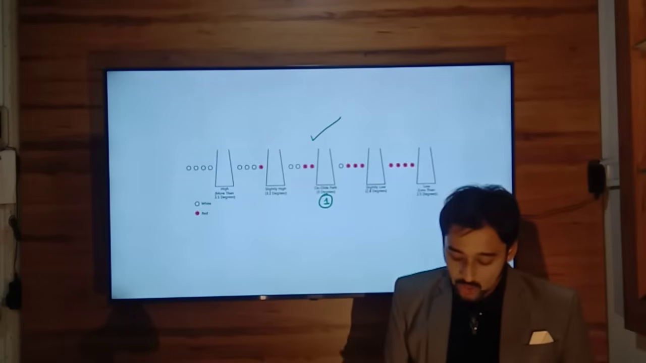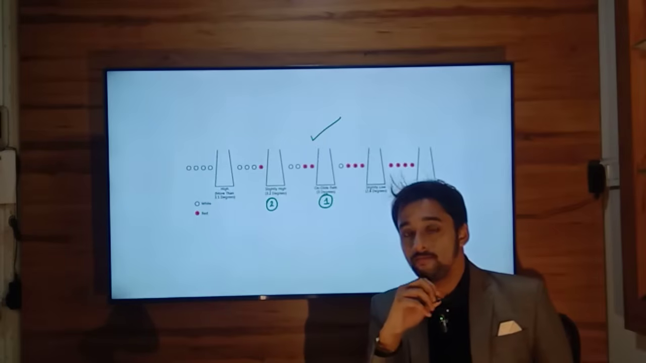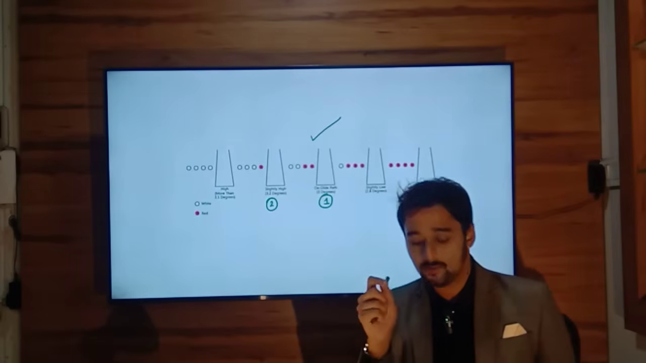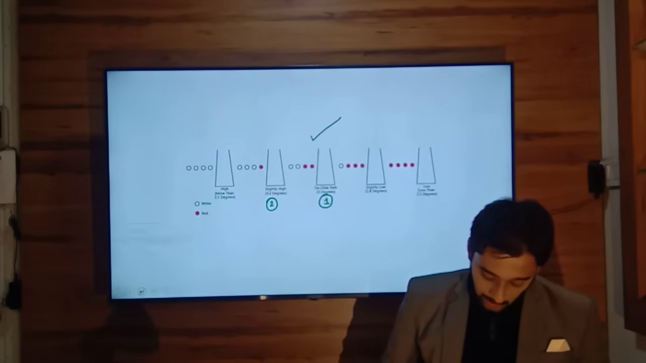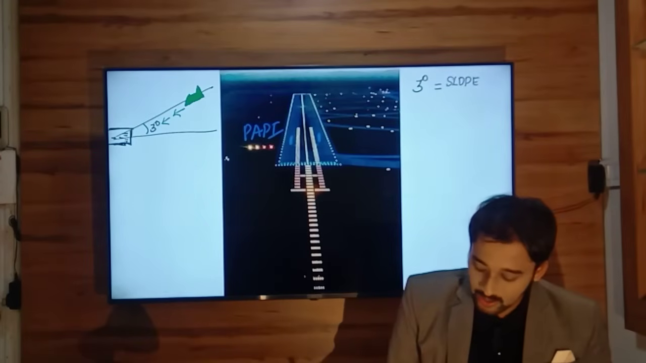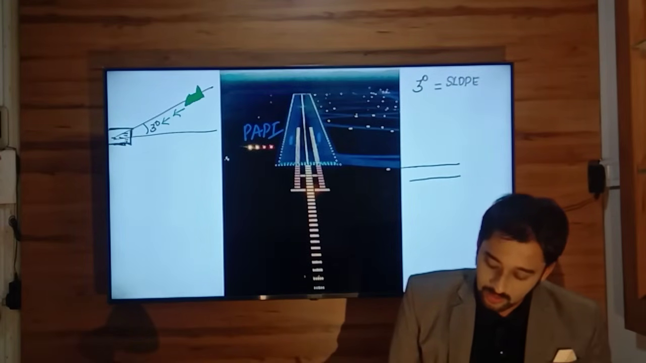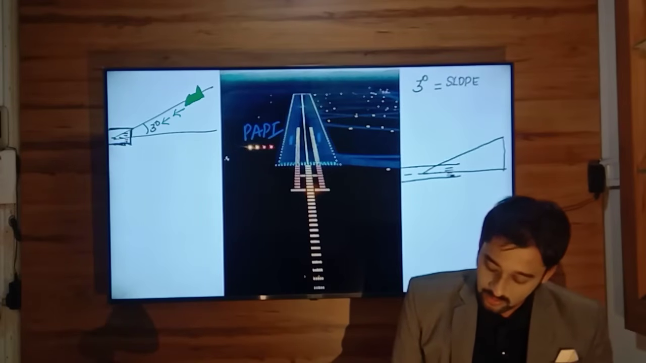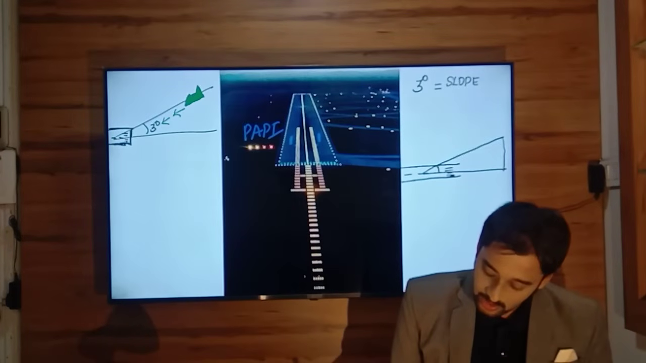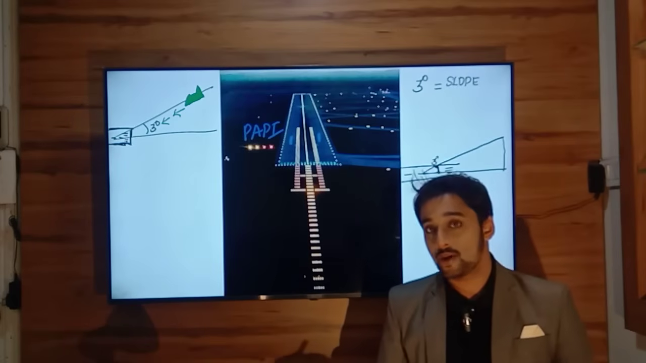Let's come to example number 2. If you see 3 whites and 1 red, that means you are slightly above the glide slope. So for example, this is your runway, and you are expected to maintain a correct 3-degree glide slope as you come down to the runway.